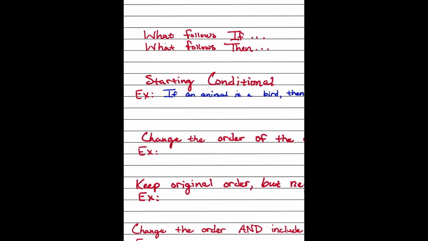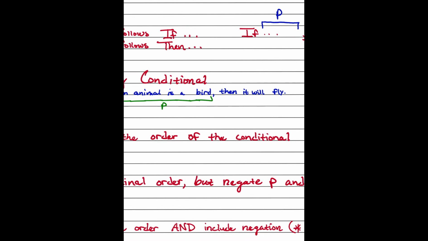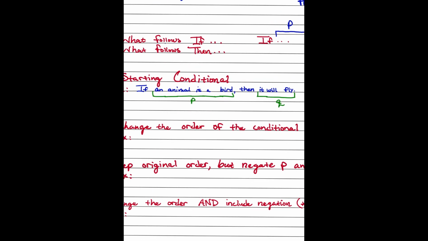Okay, so we could say that the statement after the word if, in this case, the animal is a bird, is going to be the hypothesis. And the statement after the word then, it will fly, is the conclusion. So there is your P and there is your Q. Keep that in mind, because these are going to change as we keep moving forward.